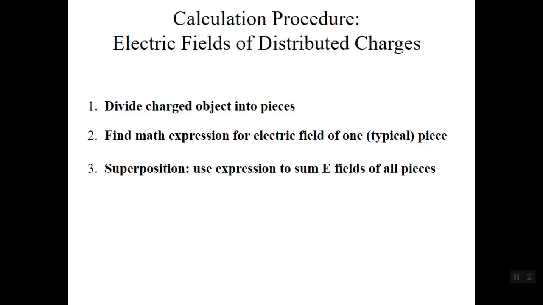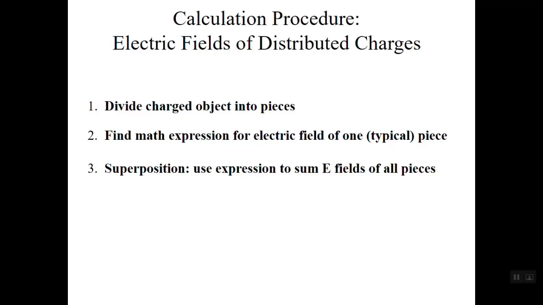Now, in examples from previous lectures, the pieces were chosen so that each piece could be treated as a point charge. For the plate, we are going to choose charged rings as the pieces and use the result for the electric field of a charged ring that we derived in an earlier lecture. Now, the last step will be the same.